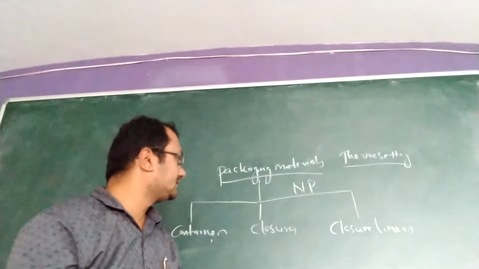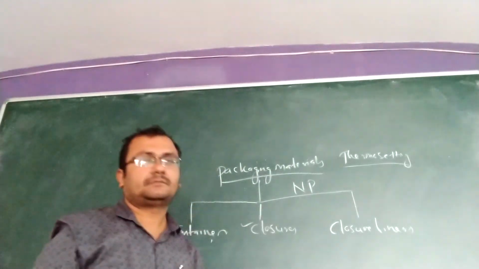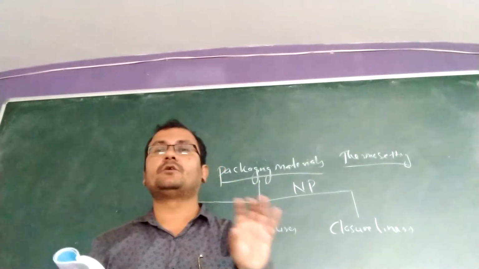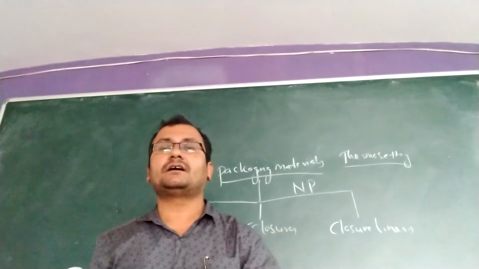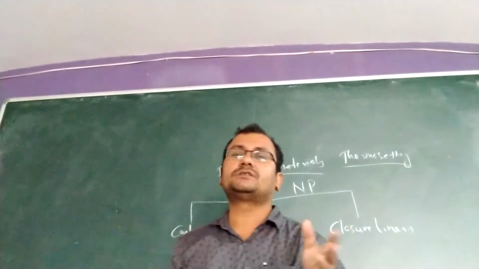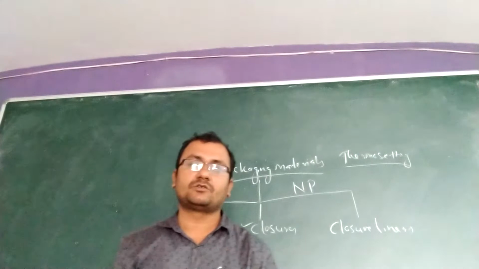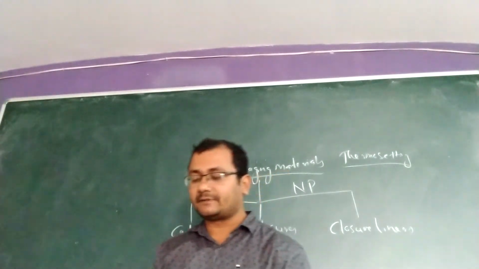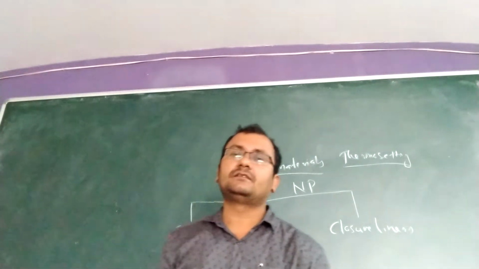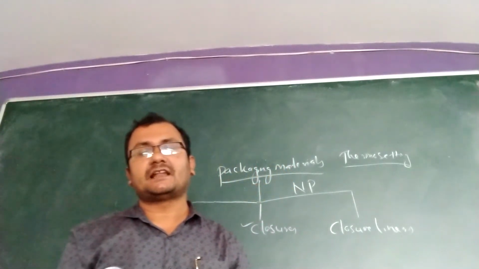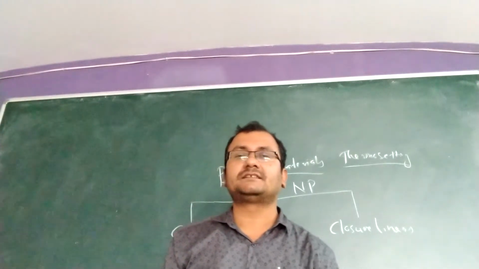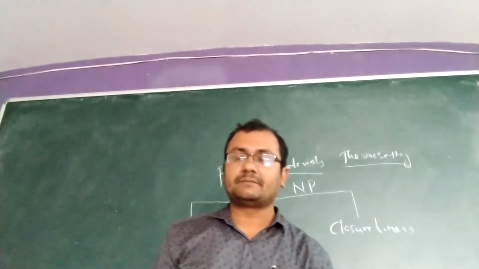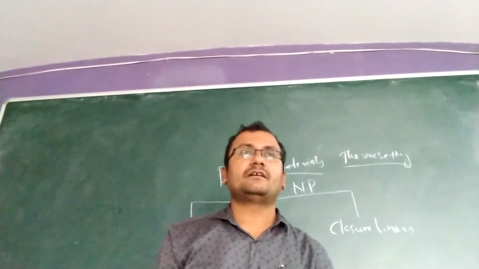Next is closures. The next part of the packing material is closures. Closure means something which helps in opening and closing of the container. There are different types of closures in the classification: non-renewable and renewable. Non-renewable means it cannot be renewed. Renewable means it can be renewed, that means we can use it for a long time.